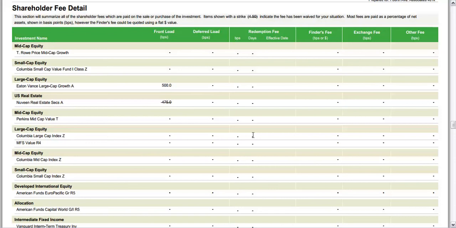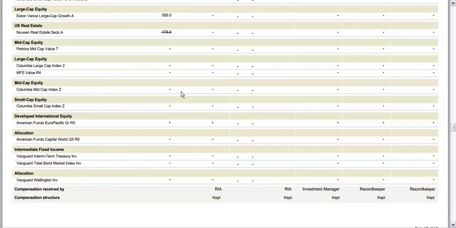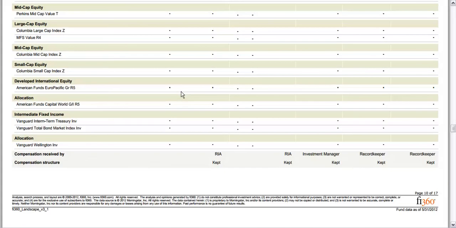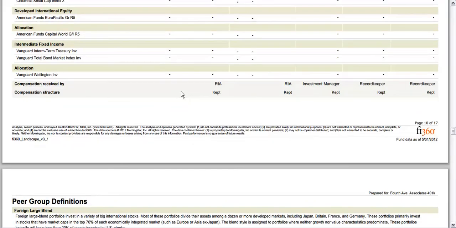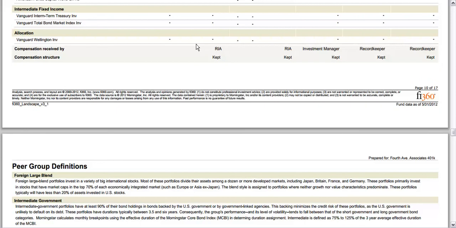The last section, shareholder fee detail, just describes any of the transactional fees that are being received or paid, and then who is receiving and what are they doing with those fees as well. And that wraps up the 408B2 disclosure in the fi360 toolkit.